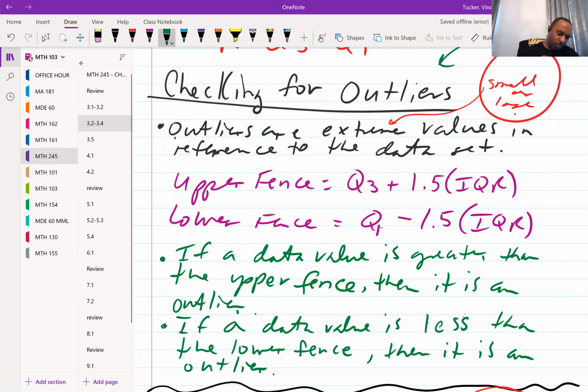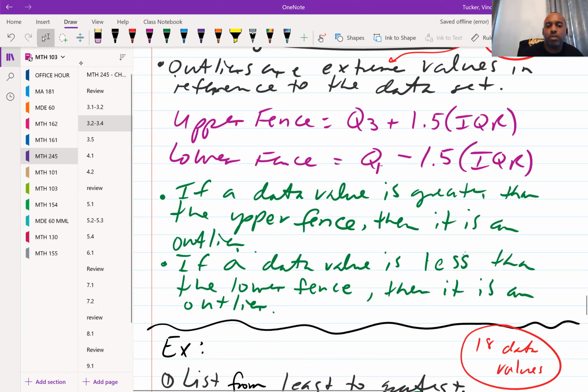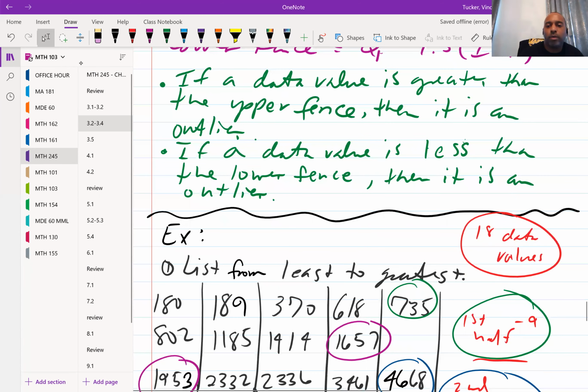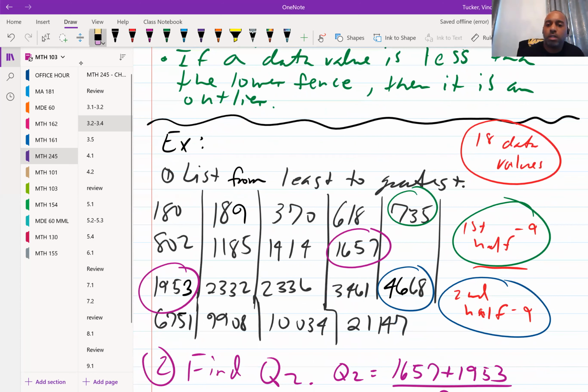Any questions? All right, so we're gonna put all of these steps into action. Any questions before we do so? All right, we're gonna do it step by step. I'm gonna erase some of this stuff. All right, so first thing you want to do is list your data values from least to greatest.